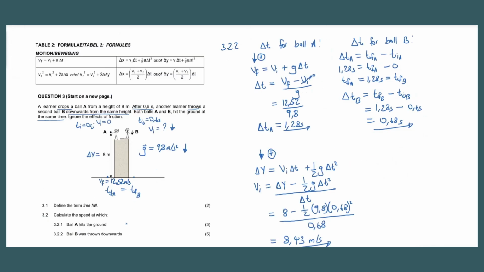So in order to solve 3.2.2, we needed to start by calculating the change in time for ball A. We then used the information that we were given to relate that to the change in time of ball B. And so finally, we had enough information for ball B in order to find its initial velocity. And we just used the second equation of motion to do that. And then we found the initial velocity of ball B. So I think this was quite a very interesting question.